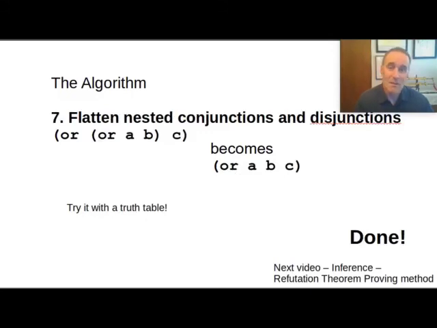The last thing we do is also pretty easy. So we're going to flatten the disjunctions. So A or B or C is logically equivalent to the second one, A or B or C. It sort of falls out if you actually read it in English. It's pretty obvious. All right, so you can also try this one with the truth table.